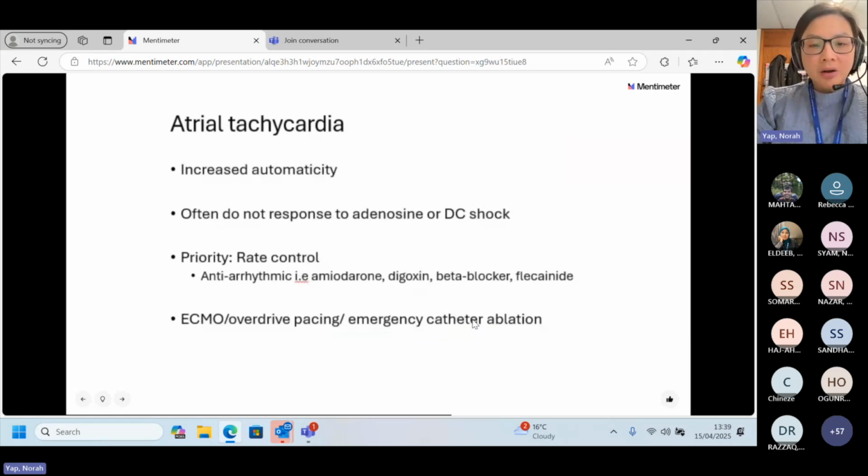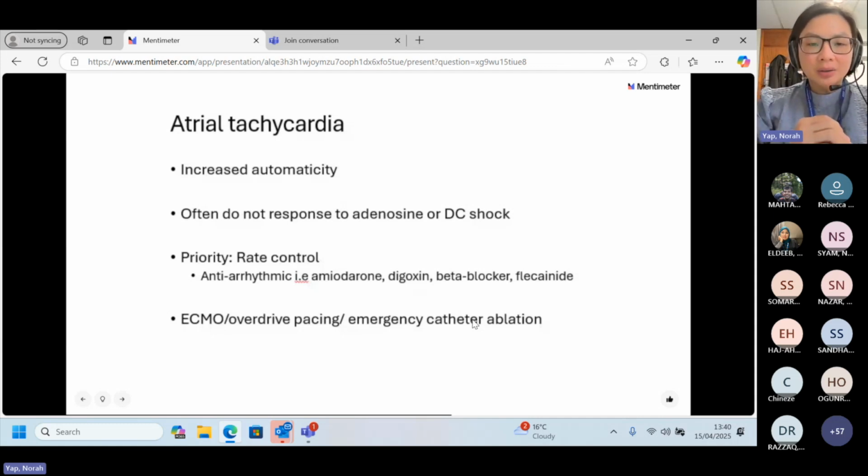Atrial tachycardia often does not respond to adenosine or DC shock. It is diagnostic giving the adenosine, so I'm not saying don't give it. If the child is very stable, give it, because if you manage to slow the AV node down, then you will see more atrial activity. And that is actually helpful when you want to speak to your cardiology center, showing them the traces, because that will help them to help you.